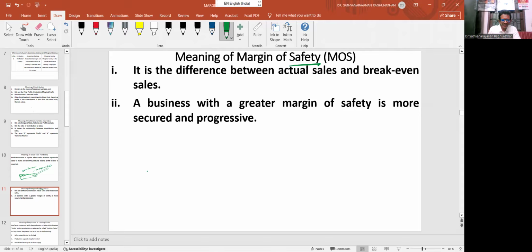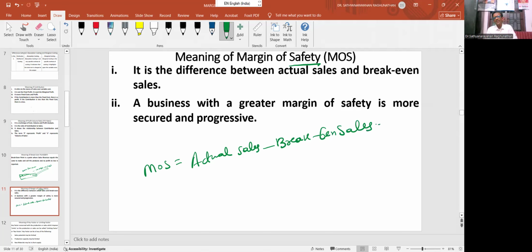There is a standard formula for margin of safety: actual sales minus break-even sales. If you fix the actual MRP, you may be getting more profit, right? But margin of safety is the stage that lies between the break-even sales and the actual sales.